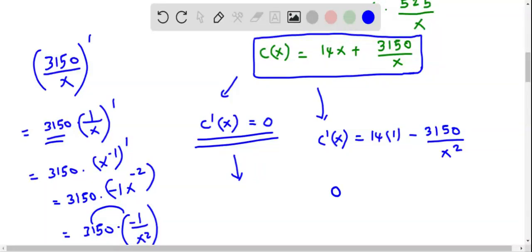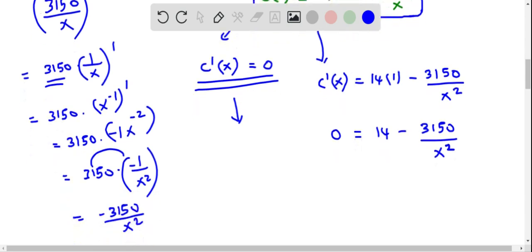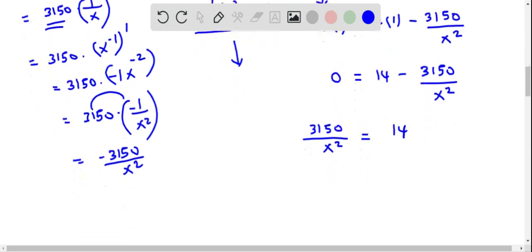So I'm going to put a 0 here, and this equals 14 times 1, which is 14, minus 3150 over x squared. We now solve this equation for x. So I'm going to add this expression, 3150 over x squared, to both sides. So therefore this becomes 14 equals 3150 over x squared. Now you can solve for x. So first I multiply by x squared and then divide by 14 and solve for x.